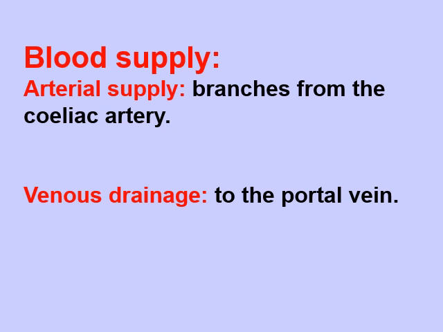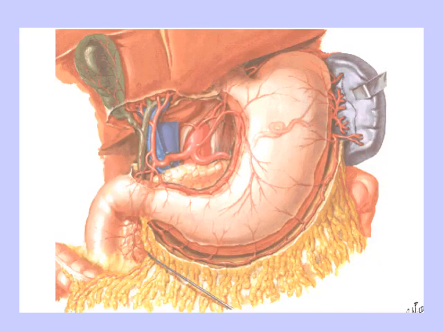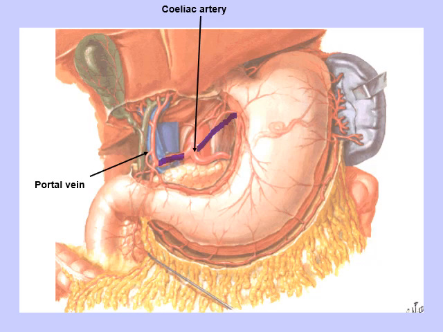Blood supply: the stomach is supplied by branches from the celiac artery, and its venous drainage is through the portal vein. The celiac artery supplies the stomach by its different branches and is drained to the portal vein. The celiac artery gives to the stomach the left gastric artery and the hepatic artery, which gives the right gastric artery.